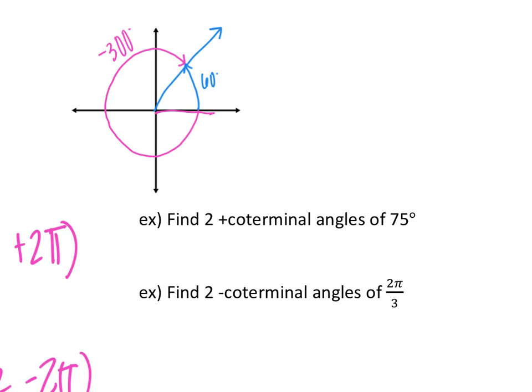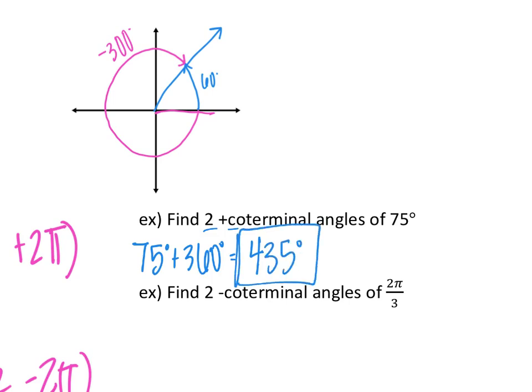But in this problem, we're going to find 2 positive coterminal angles with 75 degrees. So to find the first one, we'll take 75 degrees, add 360 degrees. 435 degrees has the same beginning and end point as 75 degrees. Take that same angle, add 360 degrees, and we can find another coterminal angle. 795 degrees is another positive coterminal angle.